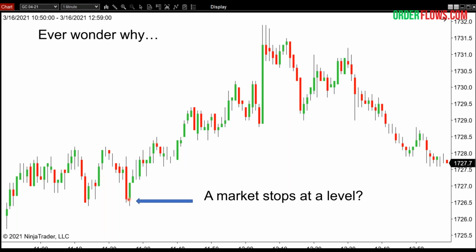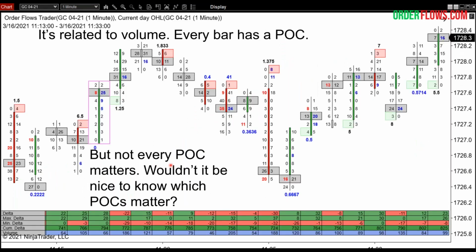We got a double bottom here, okay? And that's where something like the point of control is going to help you, right? And I mentioned, point of control is the price level in a bar with the most volume. Now, every bar is going to have a point of control. Oftentimes, it's going to be somewhere in the middle of the bar or towards the middle of the bar, but there are times when certain points of control matter.